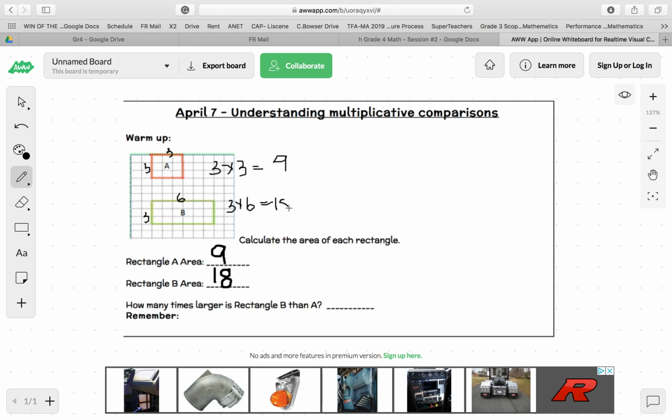And that's a good way to show your work because we can count squares, but it is faster to multiply length times width, because when our shapes get bigger, it's definitely going to be more difficult to count and continue. So the next part of our problem said, how many times larger is rectangle B than A?